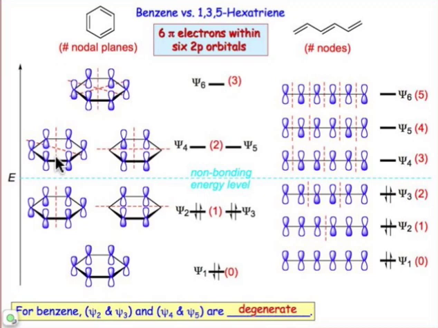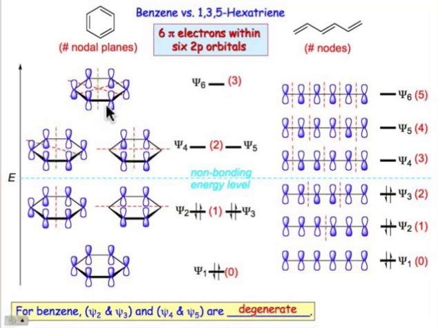Psi4 and psi5 have 2 nodal planes, and you can see how that dissects the molecule. And again, there's psi5 that has 0 contributions of p orbitals on those atoms. Psi6 has 3 nodal planes, one that slices the left half from the right half. You can see the change of sign from the left half and the right half.